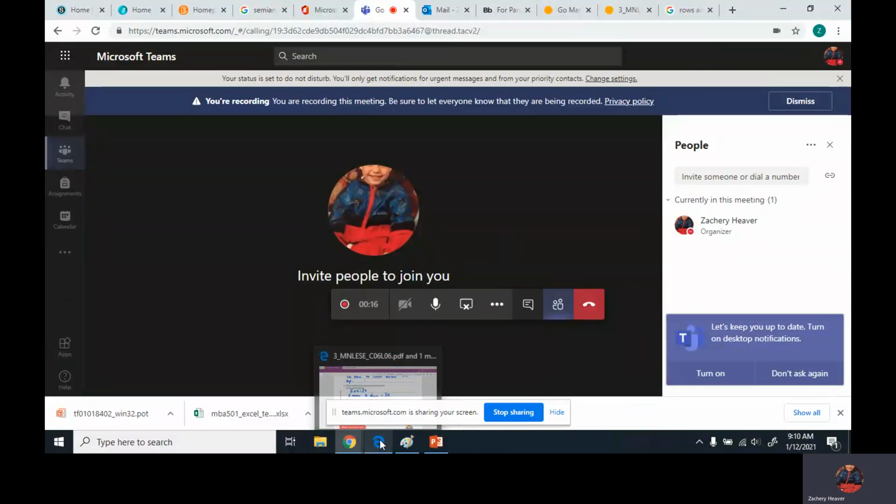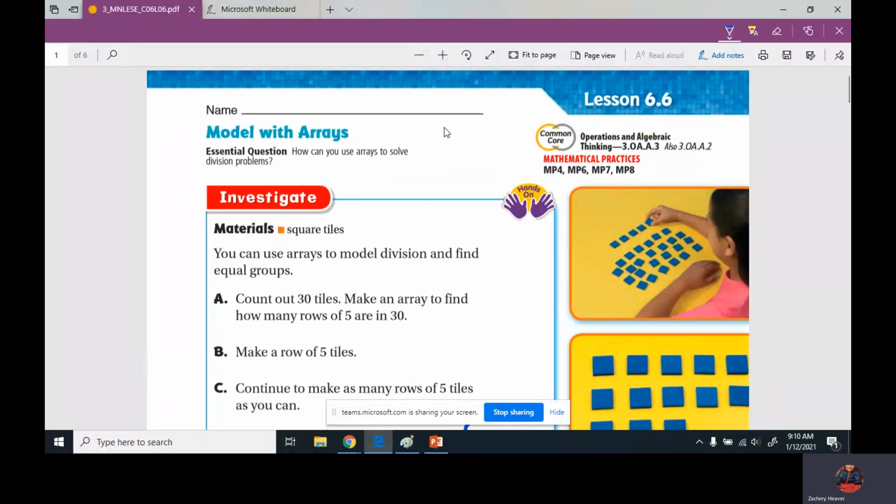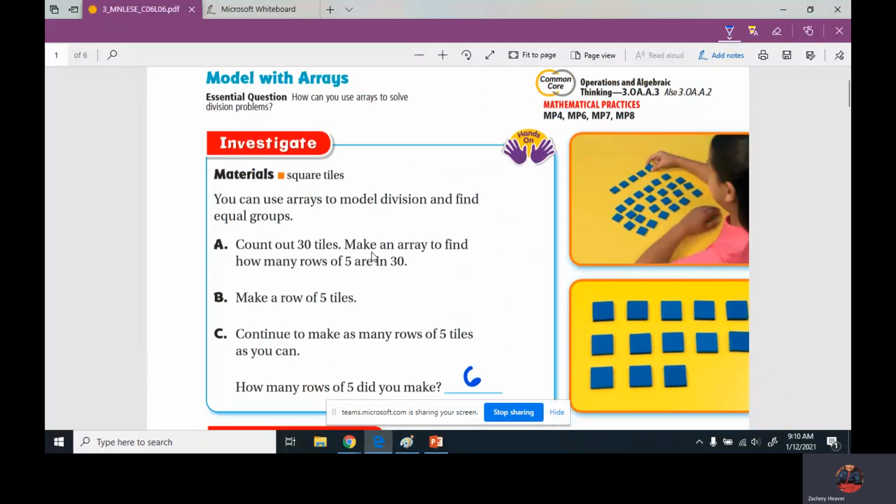Okay, so we're going to look at 6.6 today, and I've already started a little bit of it. It's modeling with arrays. We already know how to do this. We know what arrays are, we know what they look like, and we know how to make them. So an array, remember, is a set of blocks, or it could be anything that's lined up in rows and columns to make a problem. So it says we can use array models to find division and find equal groups.